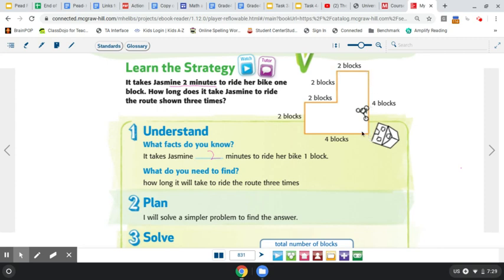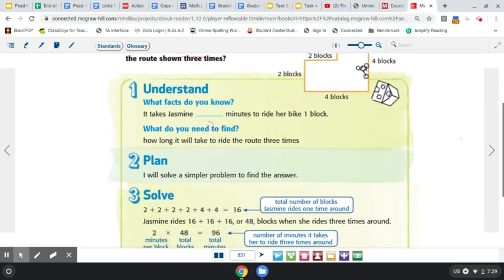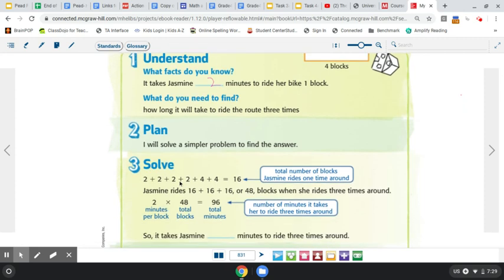I forgot to add this 4 blocks here. I should have started here. 4 blocks. So I'll do it again. 4 blocks, 2 blocks, 2 blocks, 2 blocks, 2 blocks, and 4 blocks. Okay? So when we add 2 plus 2 plus 2 plus 2 plus 4 plus 4, we get 16. Total number of blocks Jasmine rides 1 time around.